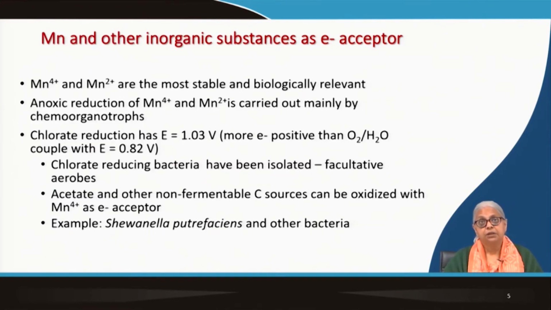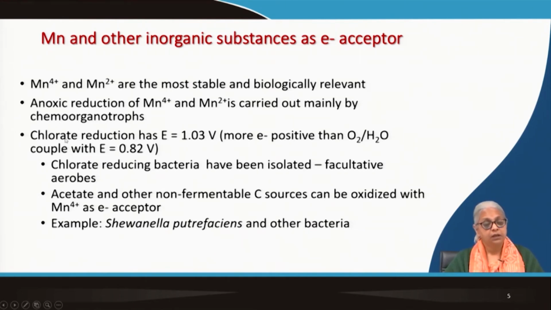We have manganese and other inorganic substances as electron acceptors. So you have Mn4+ and Mn2+. These are stable and biologically relevant nutrients. The anoxic reduction of Mn4+ to Mn2+ is carried out by chemoorganotrophs.